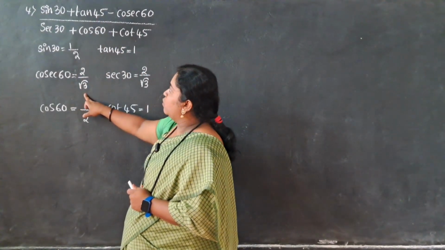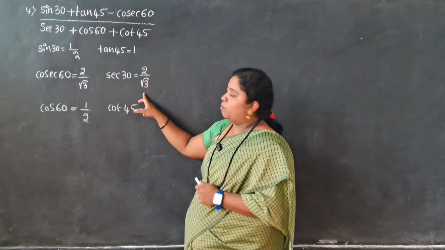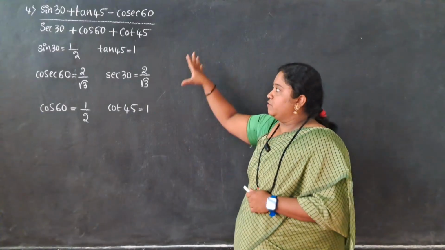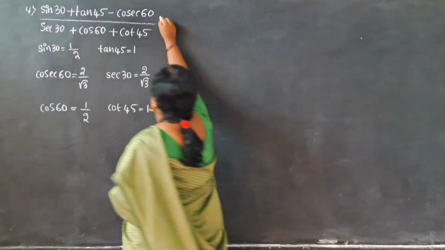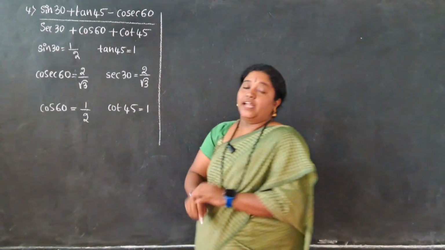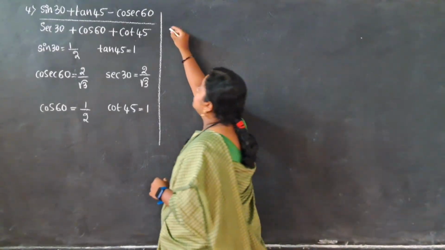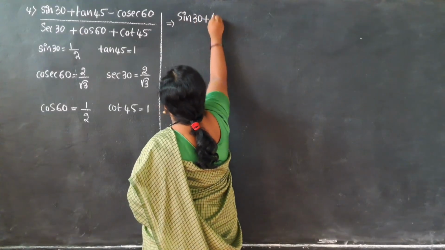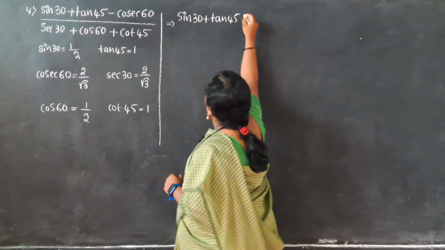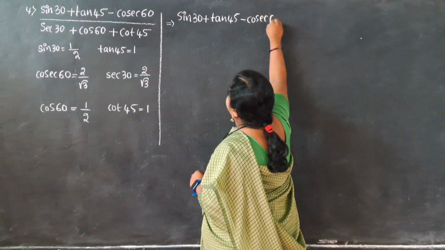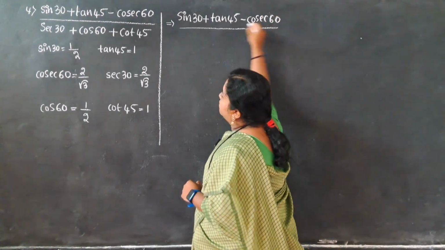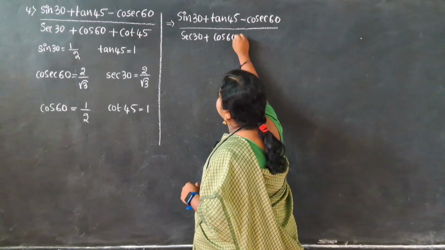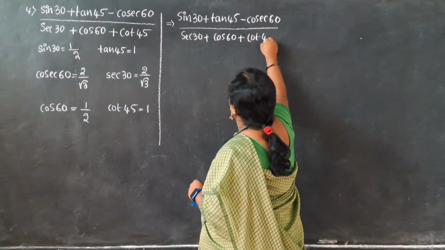Cosec 60 is 2 by root 3. Sec 30 is also 2 by root 3. Cos 60 is 1 by 2. Cot 45 is equal to 1. With respect to the provided values, I need to find the value of the given question. I need to evaluate it. Fine. So firstly, we'll write the question once again: sine 30 plus tan 45 minus cosec 60 whole divided by sec 30 plus cos 60 plus cot 45.